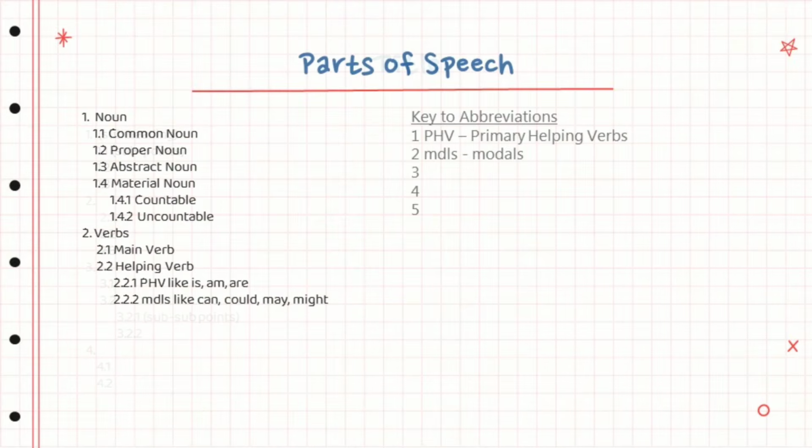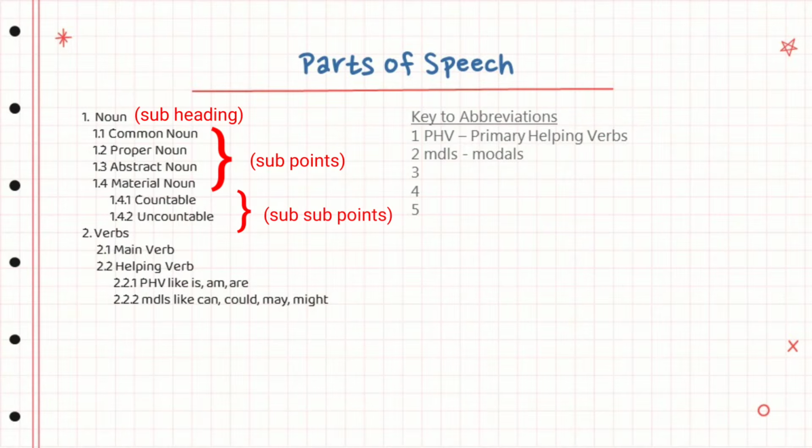I have taken up the example of parts of speech. There are around 8 parts of speech. I'm just taking 2 so that you understand how to make notes on parts of speech. So parts of speech, say the first subpoint is noun. Then what are the subpoints for noun? That's the common noun, proper noun, abstract noun and the material noun. And then the material noun will have the sub-subpoint, that is 1.4.1. It is countable and 1.4.2 is the uncountable one.